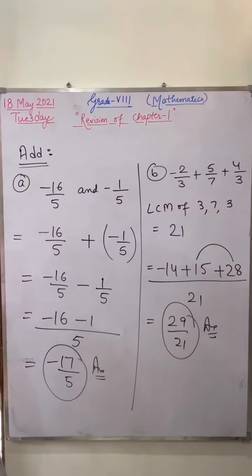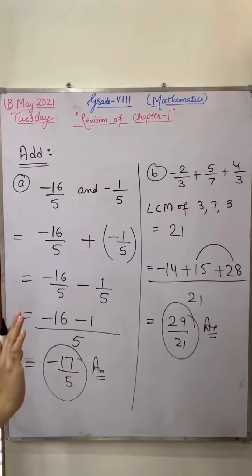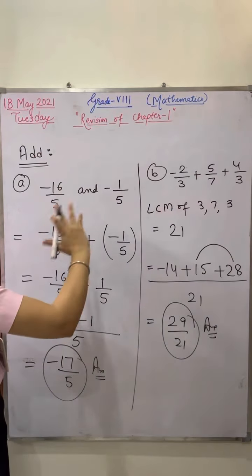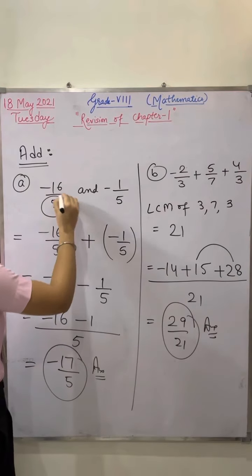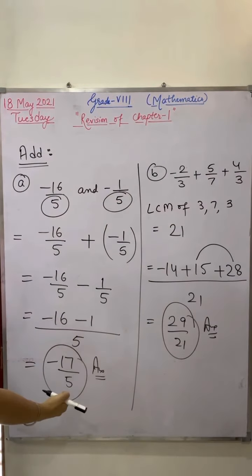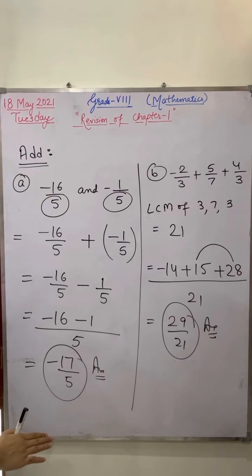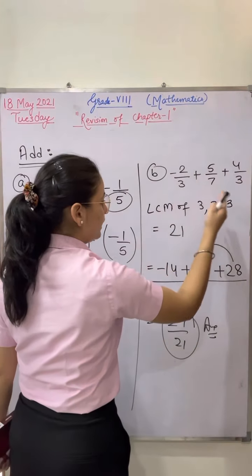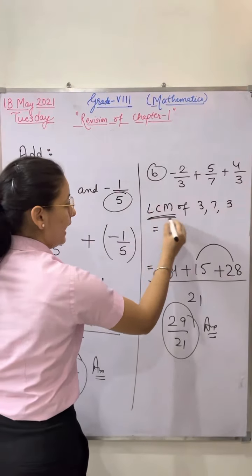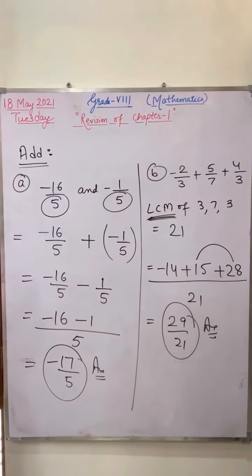Okay, very good, Ankit. So everyone knows this thing, how we can add any two rational numbers. When the denominators are same, then you have to go with the easiest method. When the denominators are different, then you have to take LCM, and then solve the question.